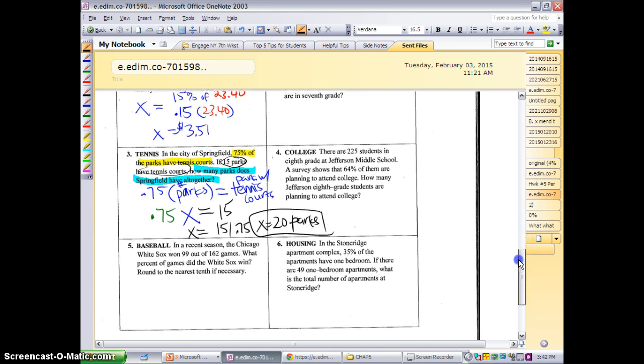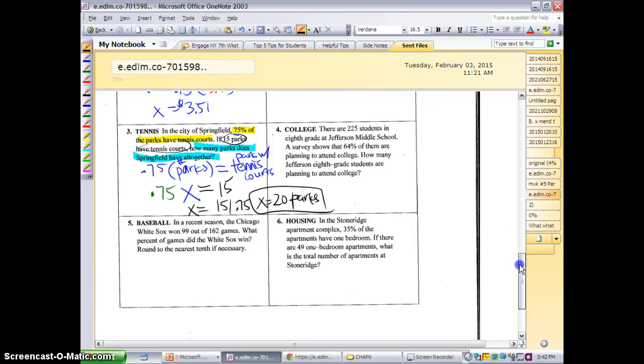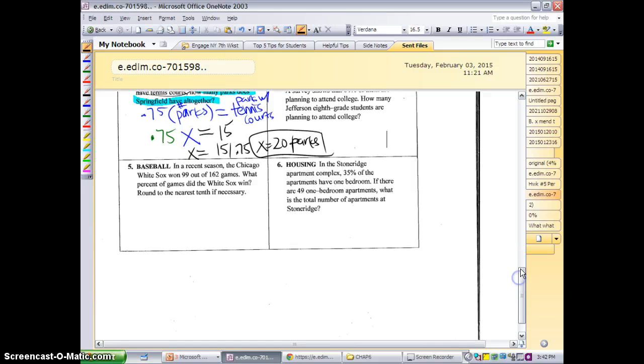Let's try number 5. In recent seasons, alright, we have 99 out of 162 games. That should be pretty simple. A question like this is really simple, because it's like saying, hey, I got a 99 out of 162 points on a test, because that's what you guys do often in homework and things like that. So all we have to do is find the percent of that.